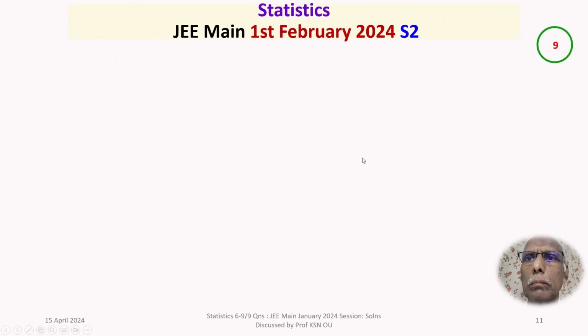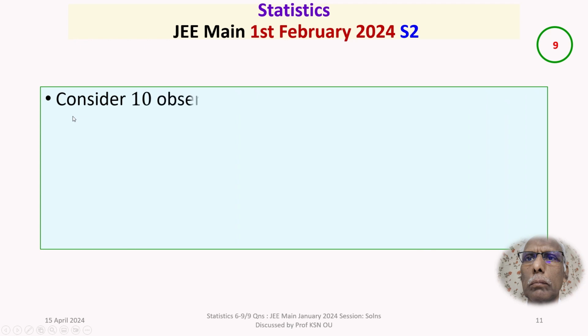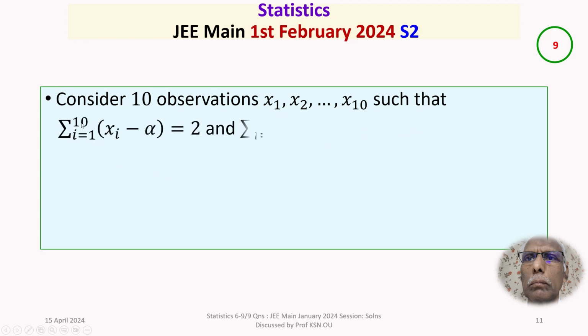This question has appeared in the JEE Main exam held on 1st February 2024 in the second shift. The given question is: consider 10 observations x1, x2, up to x10, such that sigma i equals 1 to 10 of (xi minus alpha) is equal to 2, where alpha is an integer, and sigma i equals 1 to 10 of (xi minus beta) squared is equal to 40, where beta is an integer.